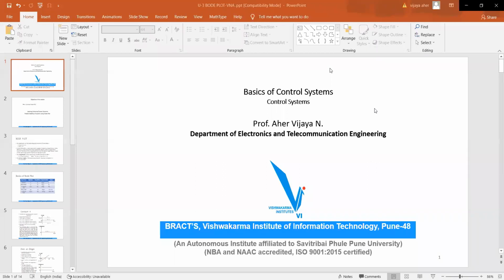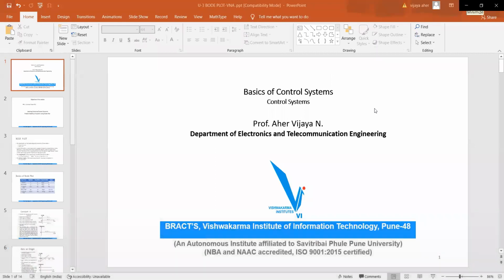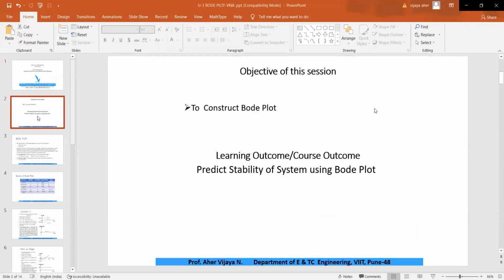Yes, ma'am. Okay. Now today you are going to study about BODE plot. In the last lecture you studied frequency domain specifications, right? Now today you are going to study about the plot. From unit 1, next topic, please give the heading. Unit 3, BODE plot. Before drawing the BODE plot, I'm going to explain how to plot it.